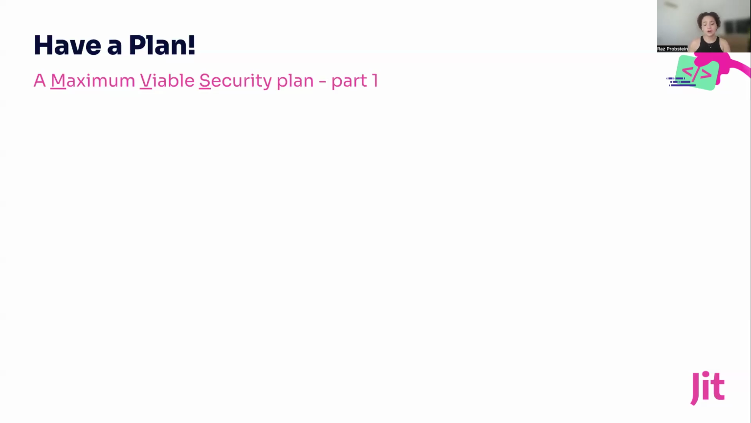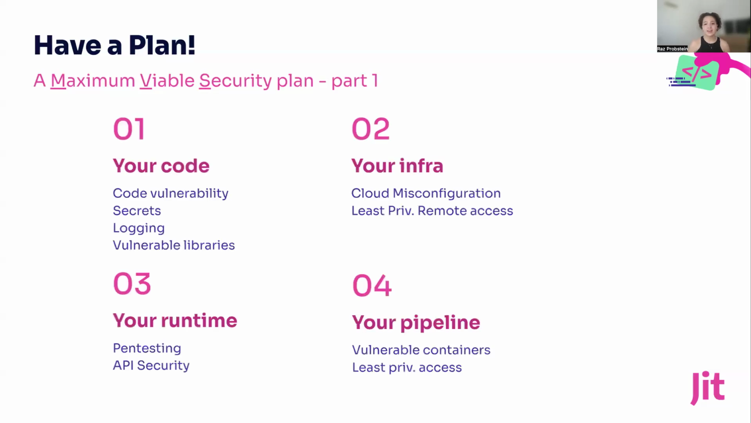So we're starting with the first part. I divided the MVS plan into part 1 and part 2, and you can see that it's divided into categories as well. We're starting with securing the code. This is the first step that we need to take, right? So the code vulnerability detection, the secrets detection, the detection of vulnerable libraries, logging. Then we move on to protecting the infrastructure, which is the cloud misconfiguration. Part of both is the infrastructure as code scanner and implementing least privilege and principle versus remote access.